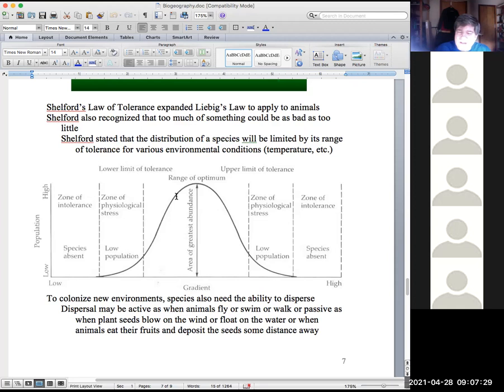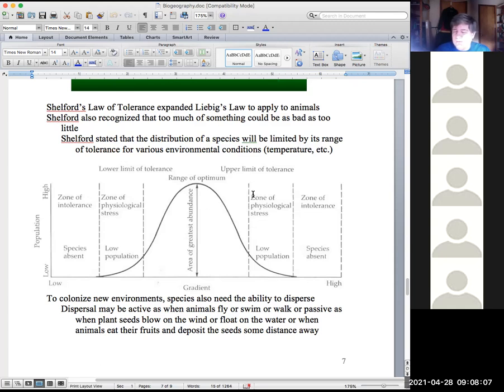Now, the y-axis represents how much of the population is found in different areas. So towards the middle of the gradient, we have some kind of optimum. Now, notice that although Shelford tended to think of this as the middle of the gradient, if you consider some of the factors that we've discussed this semester, if you've had a microbiology class, for instance, there are some bacteria that grow better at cold temperatures. There are some bacteria that grow better at hot temperatures.